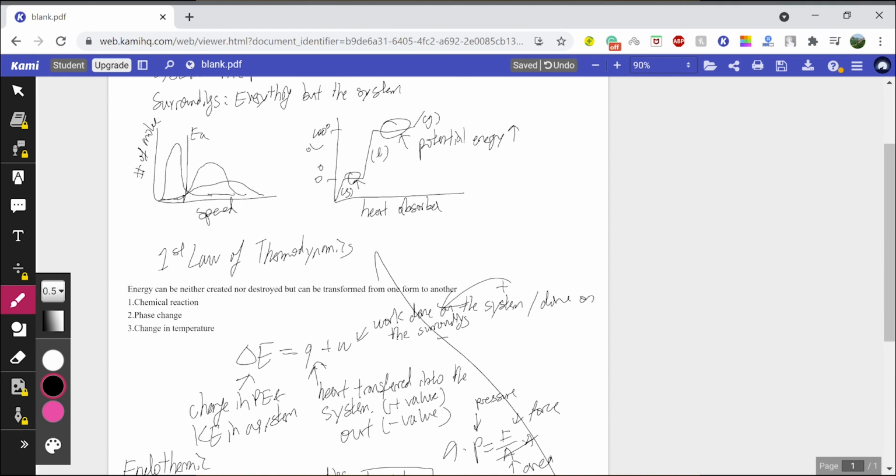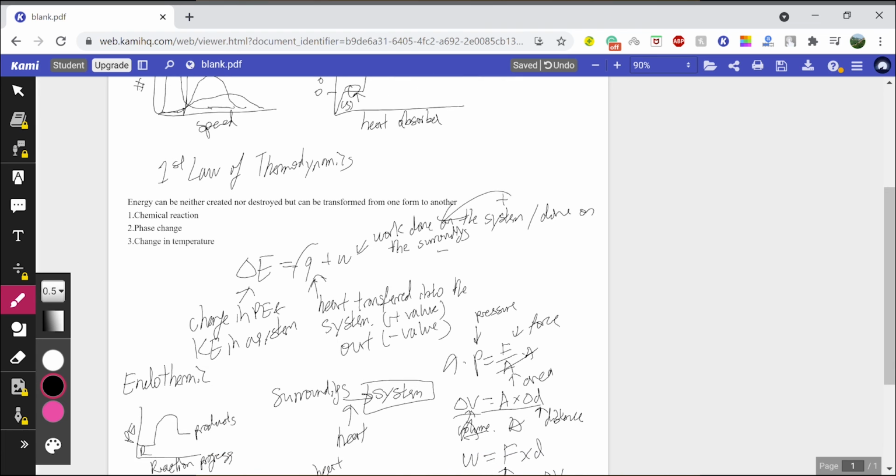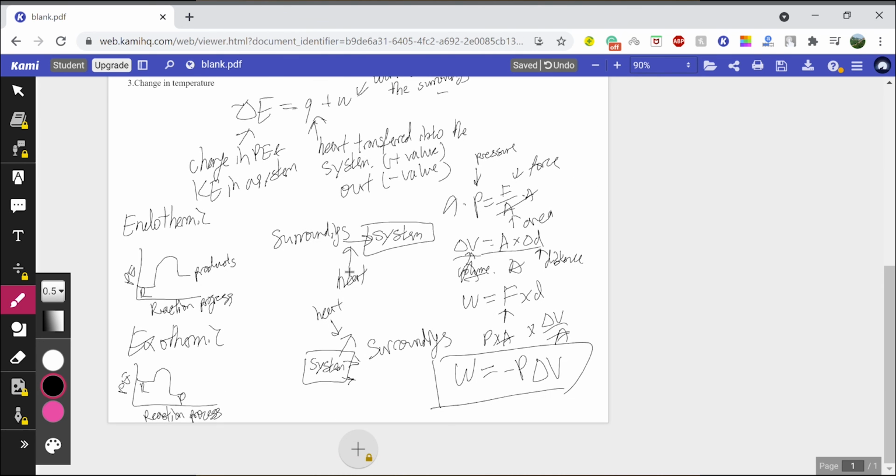Where's the formula? Oh, over here. So Q is the heat being transferred in or out of the system. Delta E is the change in potential energy and kinetic energy, which is also known as the change in internal energy. And if this is positive, that means the internal energy increases. If negative, that means the internal energy decreases. And work is the work done on the system or done on the surroundings. And work can be found using the formula negative P times delta V.